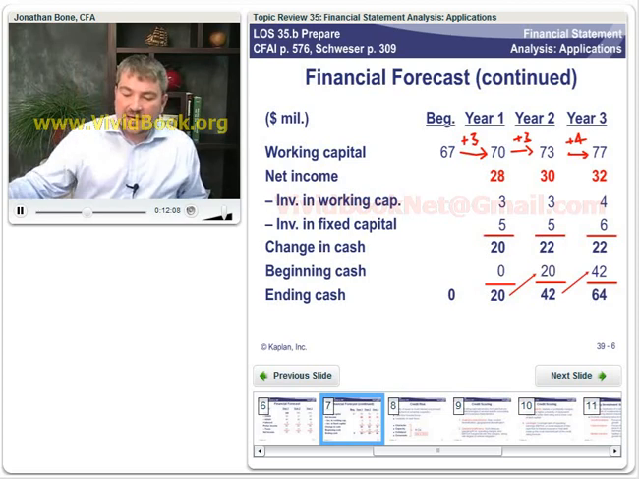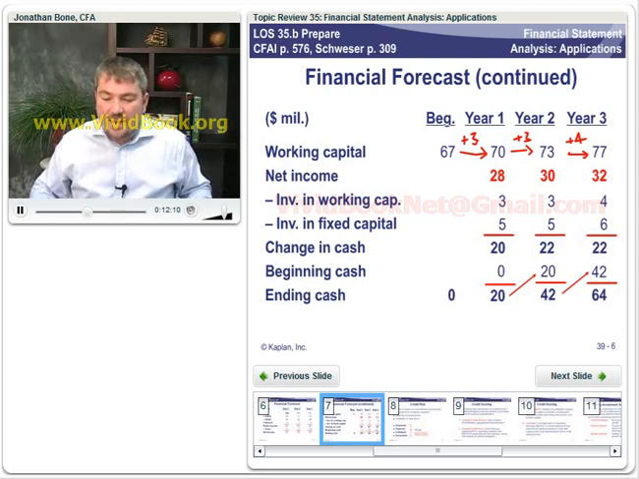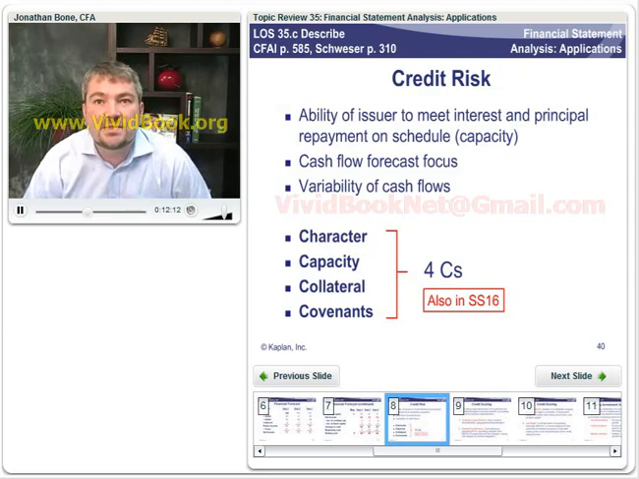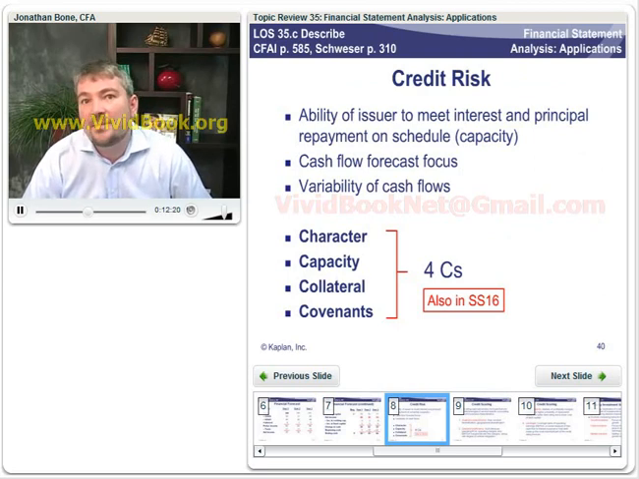Okay, our next LOS asks us to describe how financial statement analysis can be used to assess credit risk. Of course, credit risk is looking at the ability of the issuer of a bond to meet interest and principal payments as they fall due. Therefore, it's going to be dependent on cash flow forecasts, and also on the variability of cash flows over time.